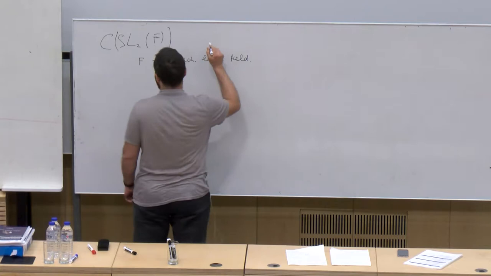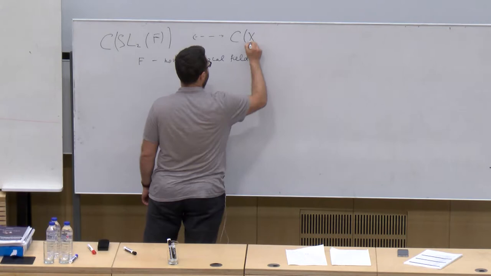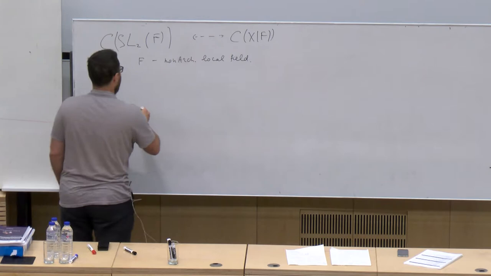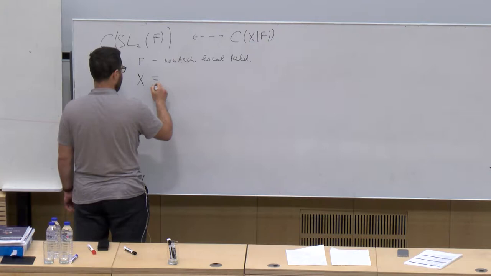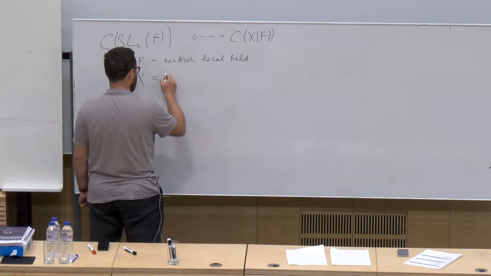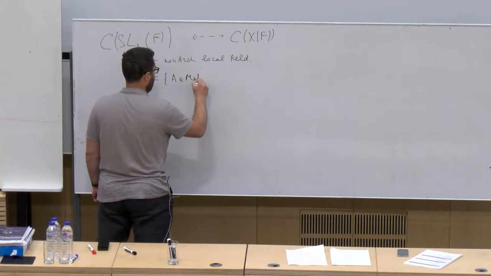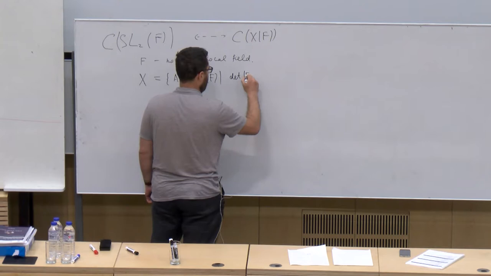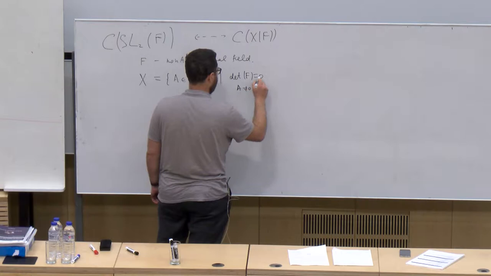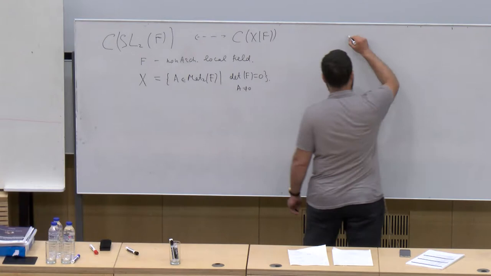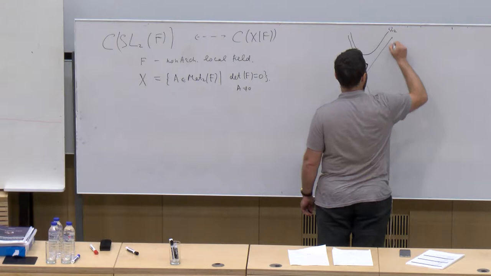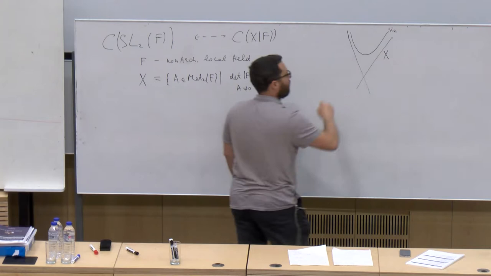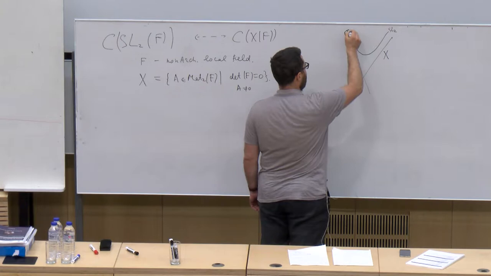where X is the space of matrices of rank one, so trace zero, and let's say A is not equal to zero. So basically, he drew something like this for me. So this was the SL2, and this is X, and the idea is that X is the asymptotic cone, and we're going to compare the functions on the two spaces by looking at the asymptotics of the behavior at infinity, where the two pictures sort of become close.